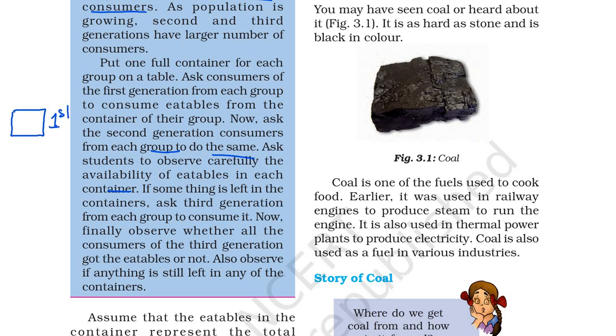Like first generation would be asked from the full container to have some eatables. Okay, they will consume, let's say, 4 to 5. Now the container of the first generation would be passed on to the second generation. Let's say now we have only 4 eatables present, and second generation, let's say, have 3 members in it. Now how many left? 1 left only. Let's say third generation is there, and third generation has, let's say, 5 people in it. So will they be able to get the whole eatable now? They won't be able to get the whole eatable.